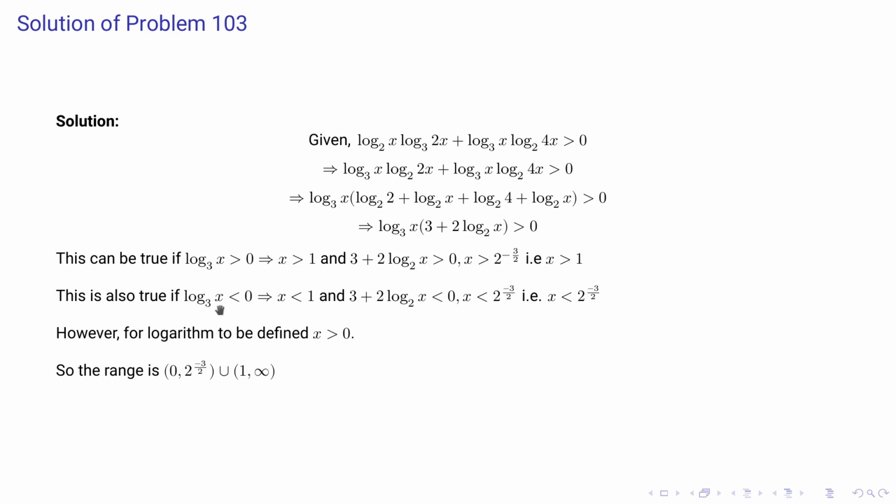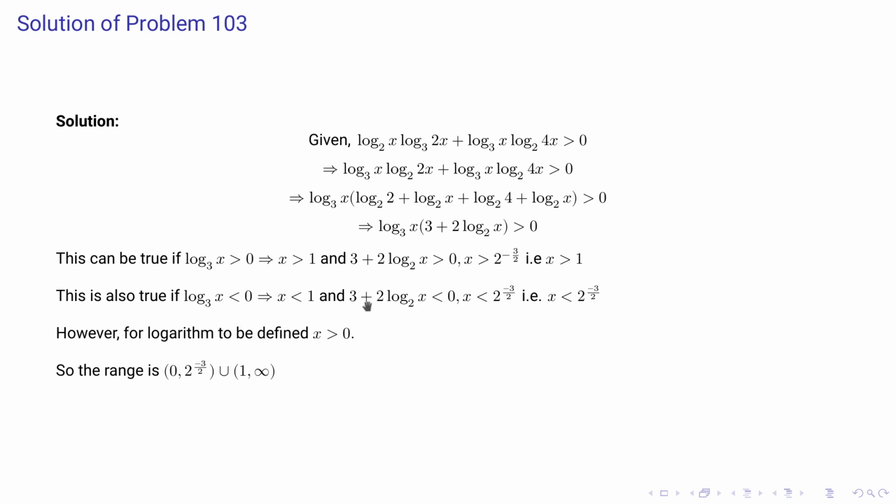Now if log of x with base 3 is less than 0, that means x is less than 1, and 3 plus 2 log x with base 2 is less than 0. That means x is less than 2 to the power minus 3 by 2. So if we combine these two, we get x is less than 2 to the power minus 3 by 2.